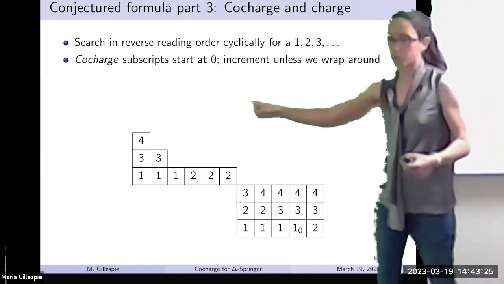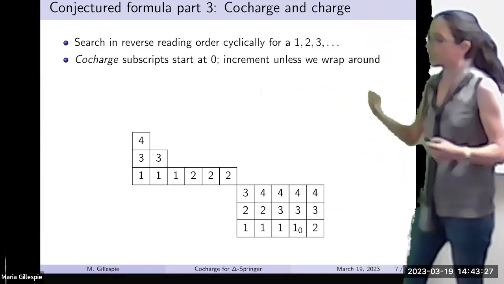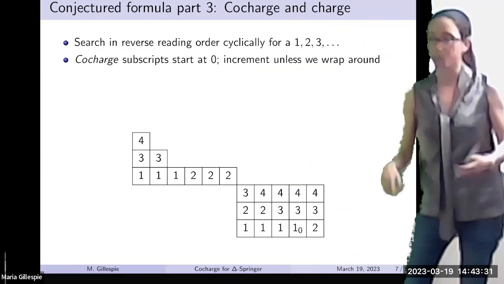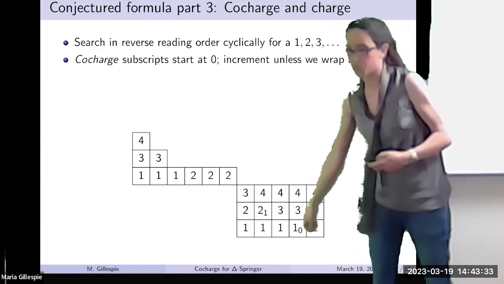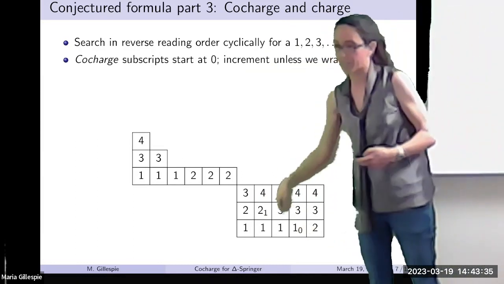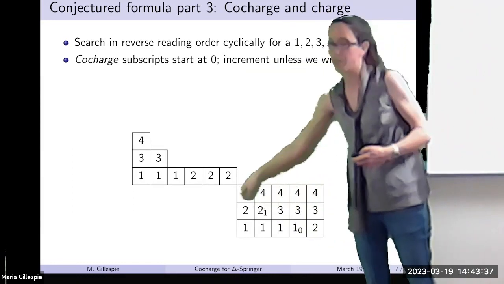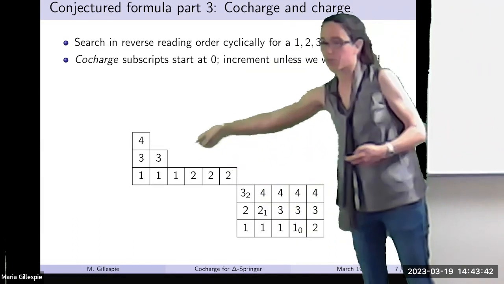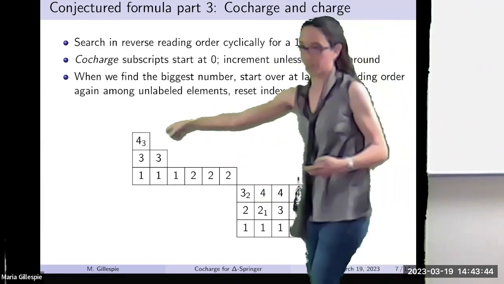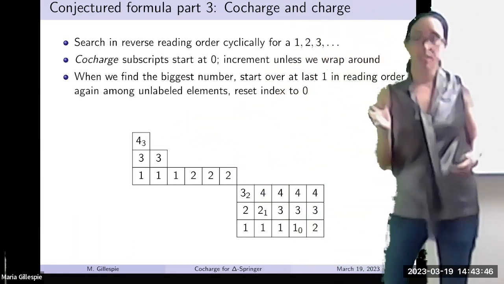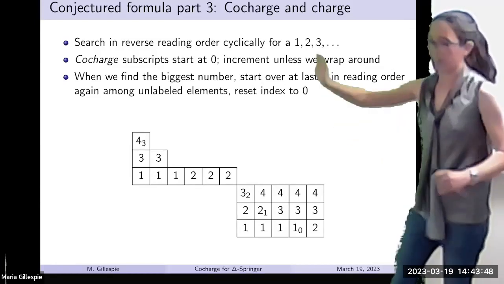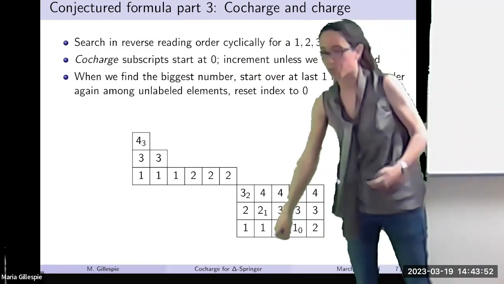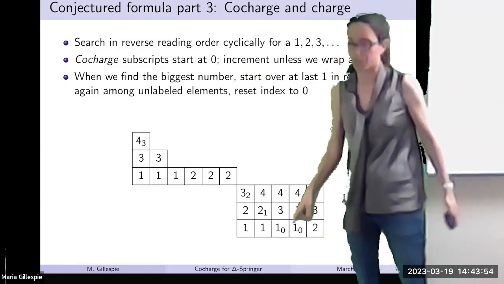The cocharge subscripts start at 0, and they increment each time we get to a new number unless we wrap around the whole tableau, then they don't increment. So we continue doing this. If we continue from our 1 search to find a 2, we find that one, we label it with a 1. We continue our search to find a 3, we label that with a 2. We continue our search until we find a 4, and we label that with a 3. When we get to the highest number, we just start over. We eliminated all those, that 1, 2, 3, and 4, and we start at the bottom and look for the first unmarked 1. There's a 1. We label it with a 0.